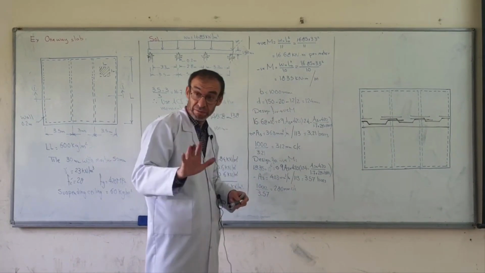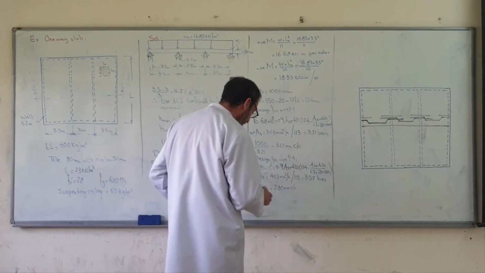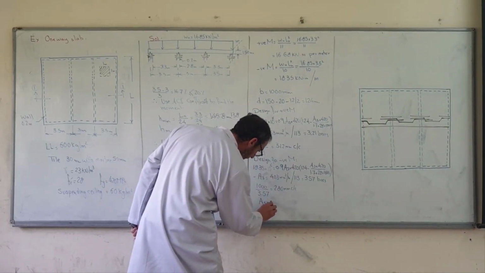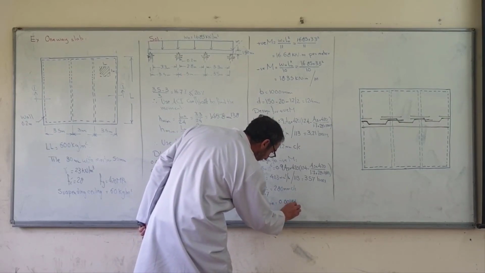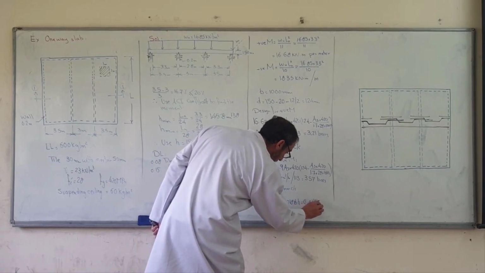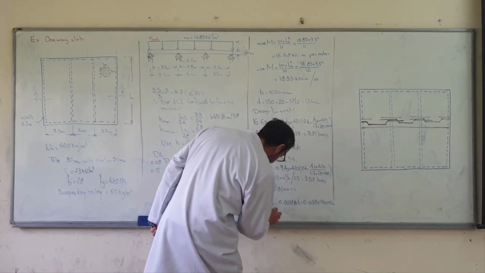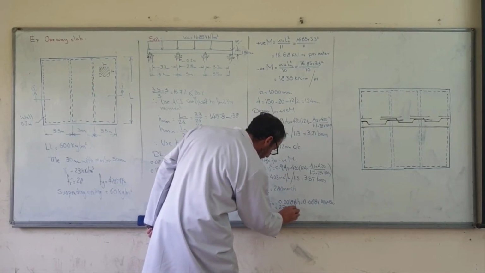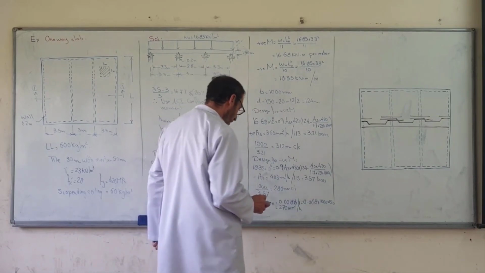Now we must check the minimum. Before we put the reinforcement and decide the distance between the bars, we must check the minimum. As minimum, as we know, is equal to 0.0018 times B times h: 0.0018 times 1,000 times 150 is equal to 270 millimeter square per meter. This is one of the requirements.